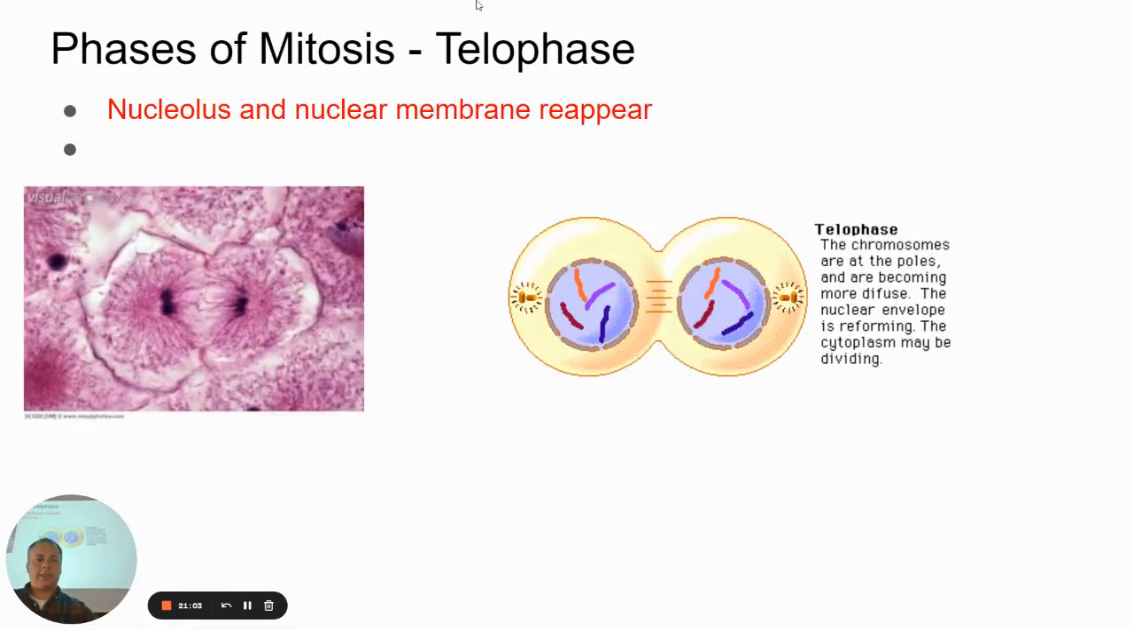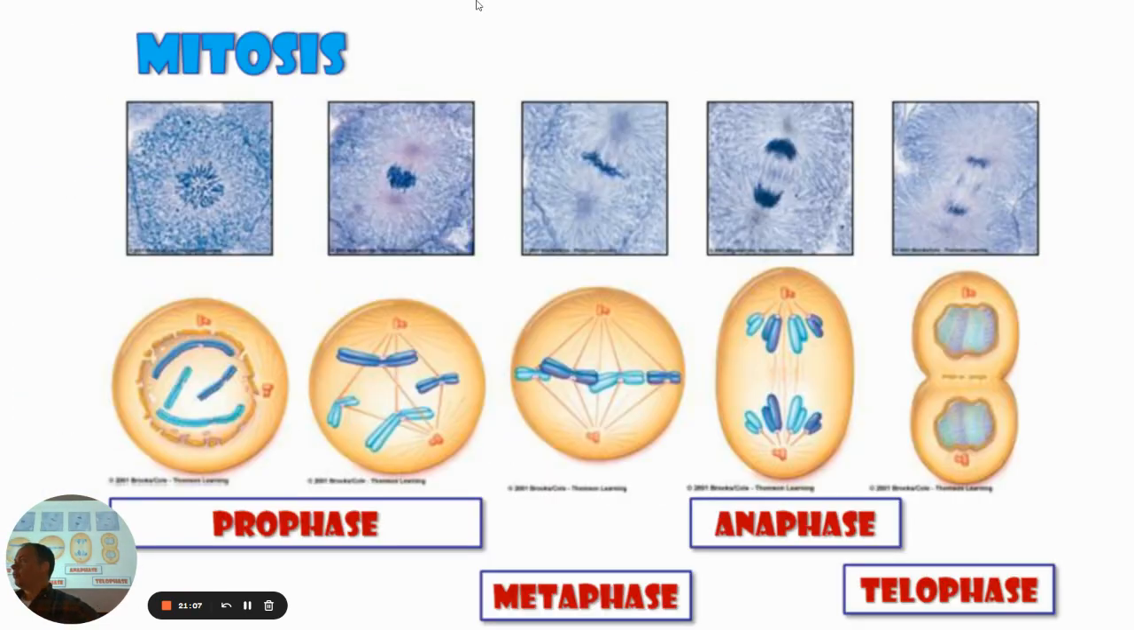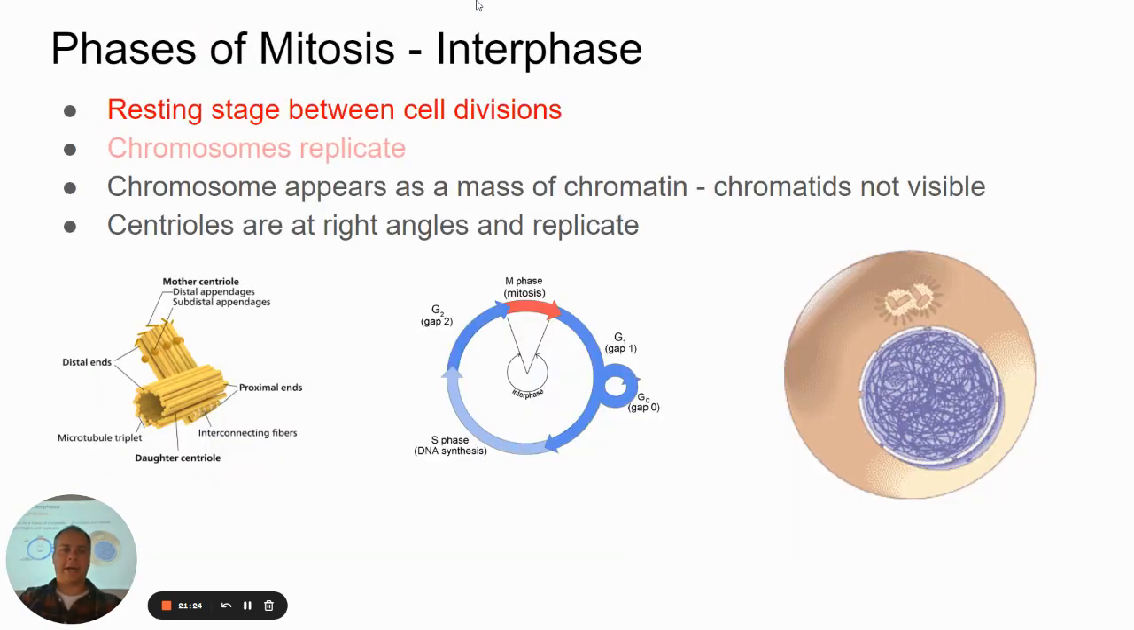If we look back here, again, in summary, chromosomes condense, go to the middle, get pulled apart from each other, a new nucleus forms, two new cells form. There's what it looks like actually under a microscope. And the end result, identical cells.